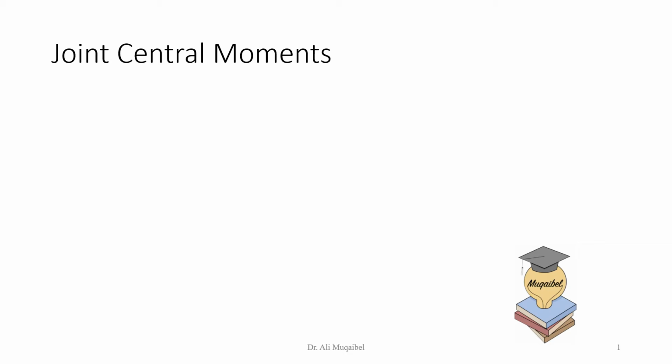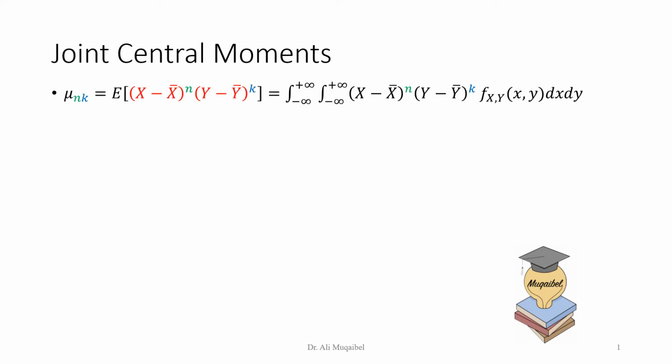Now let's address the joint central moments. The word joint means we have multiple random variables. Now the joint central moments, it's the expected value.